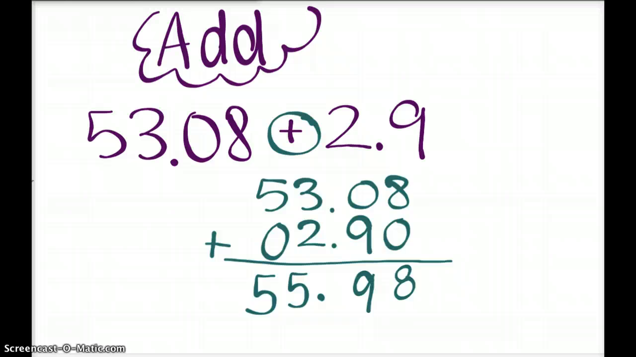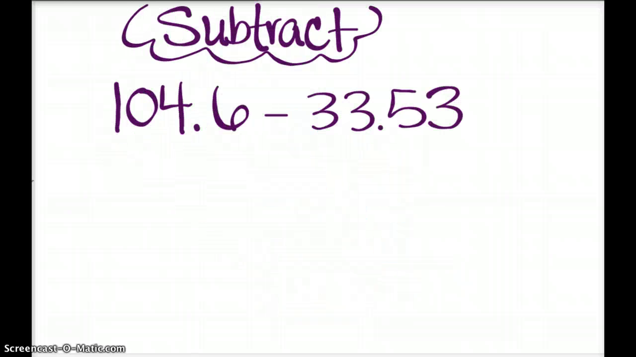Let's try a subtraction problem. 104 and 6/10 minus 33 and 53 hundredths. Remember to line up the decimal points, fill in zeros if you have to, and don't forget to borrow. All right, it looks like my three people had the same answers. There you go. And so now let's look at it together.